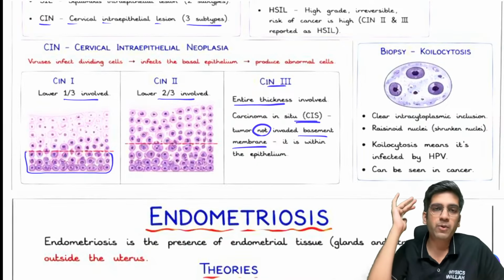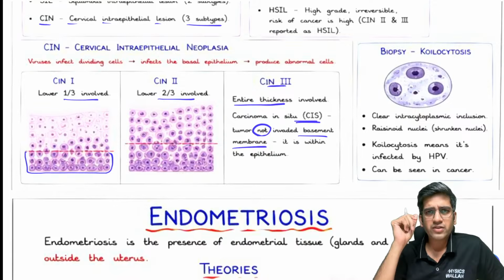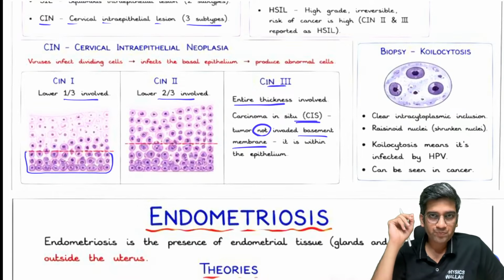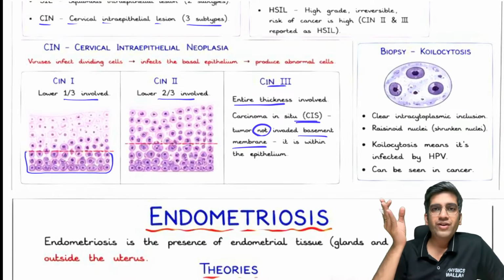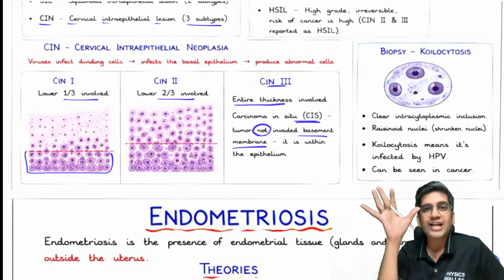It will just remain above the basement membrane. That is the older classification. What was the problem with this? If I report CIN2, the gynecologists don't know whether to treat it conservatively with medical management or to do surgery. It's the cat on the wall report.